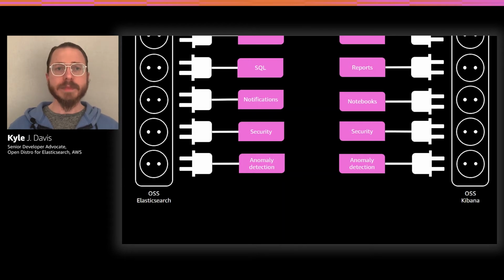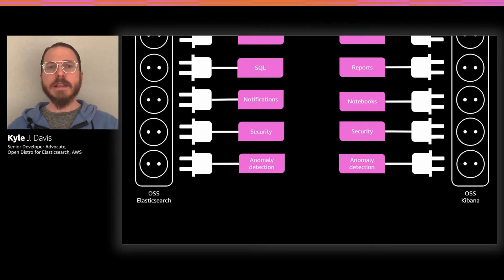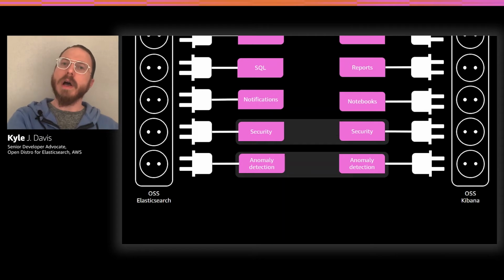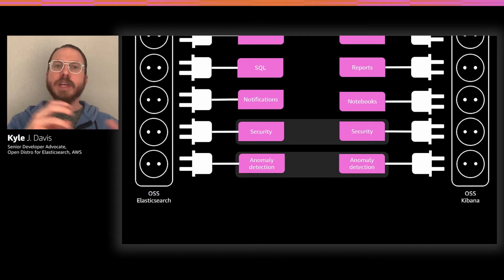on the other side. So on the right side, we have as well plugins that have connections to the other ones as well. So they share. There's a component on the actual Elasticsearch side and a component on the Kibana side. And then the same for anomaly detection. So this provides kind of the connective tissue between these two pieces.